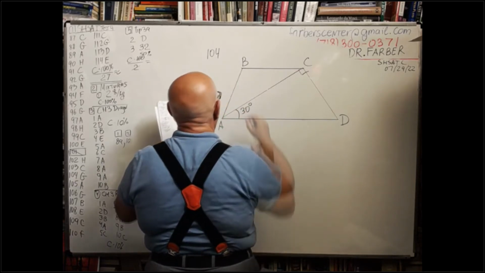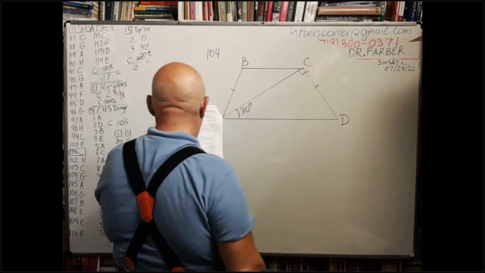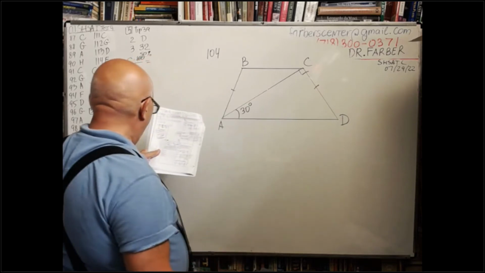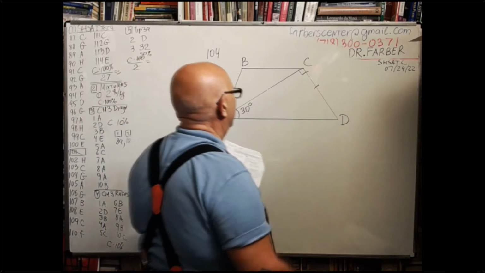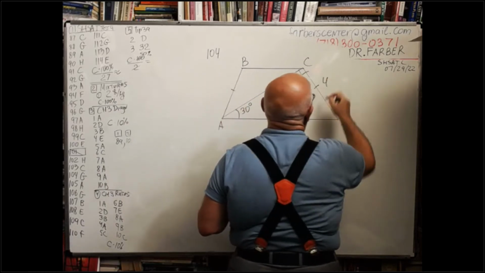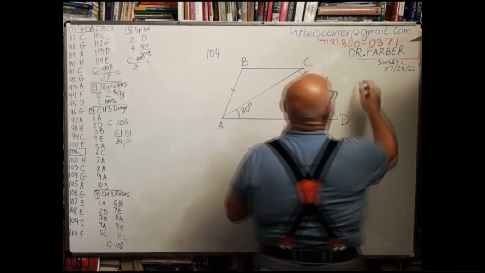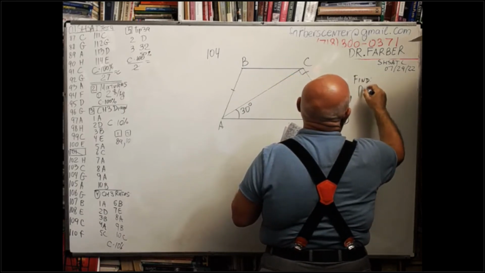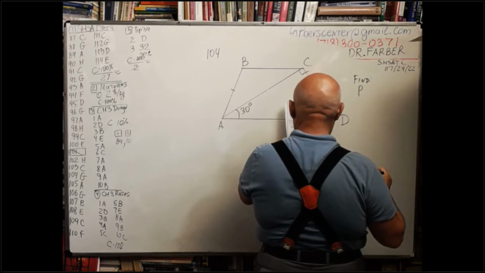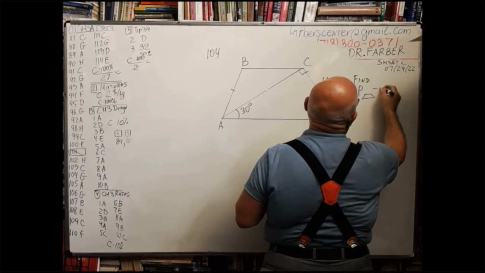It is an isosceles trapezoid, so this equals this. And CD, where is CD? CD equals 4. Find the perimeter of what? Trapezoid?